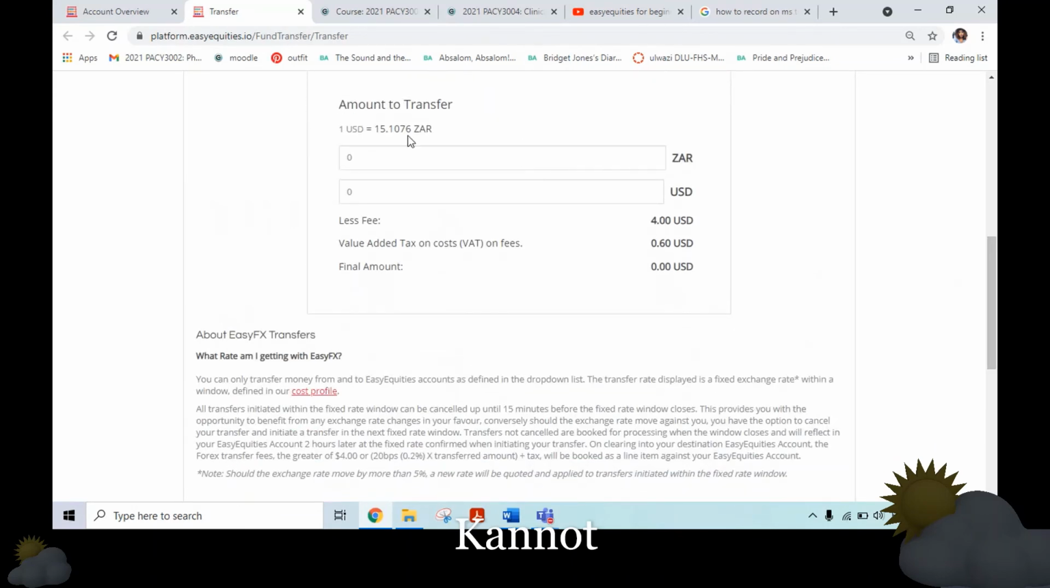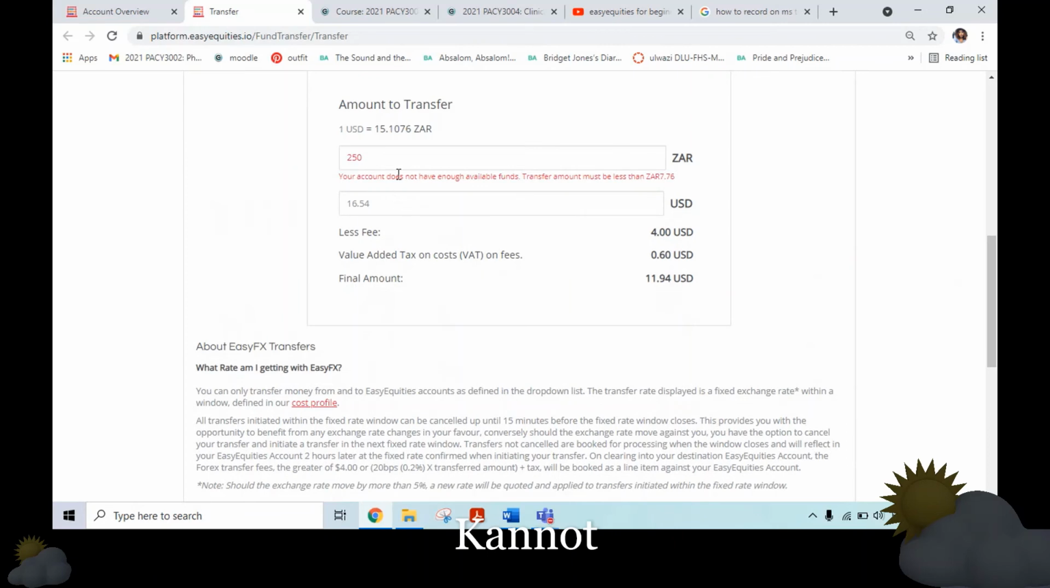So now we can see the exchange rate. So now I want to put in, let me actually show you what I did. I put in 250 Rand because that's all I had. I was clueless. That's worth $16. They charge you $4, which, looking at the exchange rate, that's 60 Rand gone. And then they charge you VAT, which is 60 American cents, which is 6 Rand. So then at the end, I was left with this much to invest, which sucks.